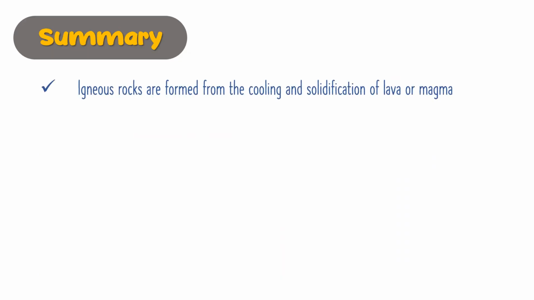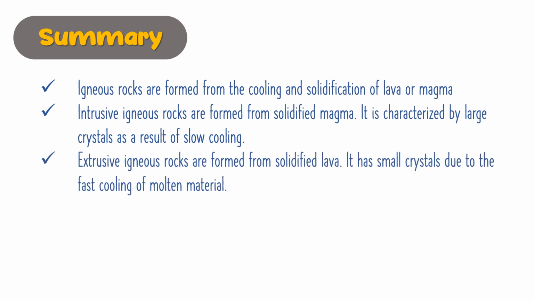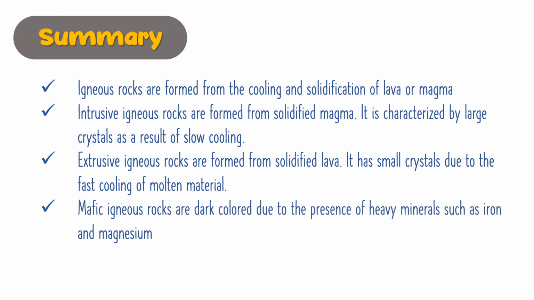So in summary, we discussed that igneous rocks are formed from the cooling and solidification of lava or magma. Intrusive igneous rocks are formed from solidified magma. It is characterized by large crystals as a result of slow cooling. Extrusive igneous rocks are formed from solidified lava. It has small crystals due to the fast cooling of molten materials.